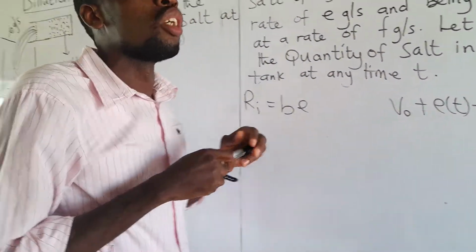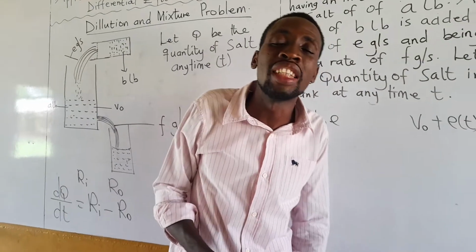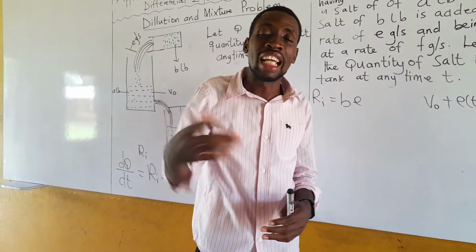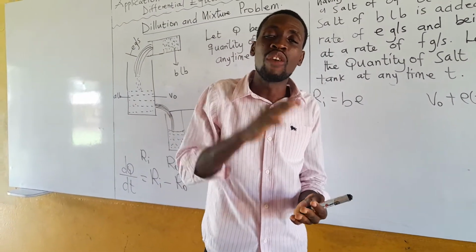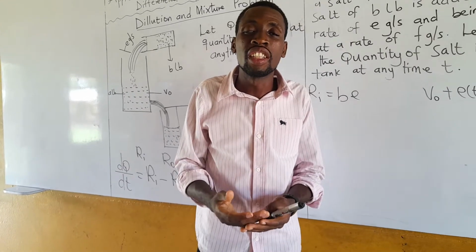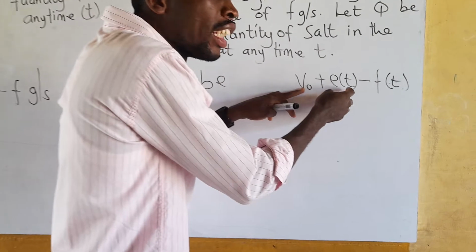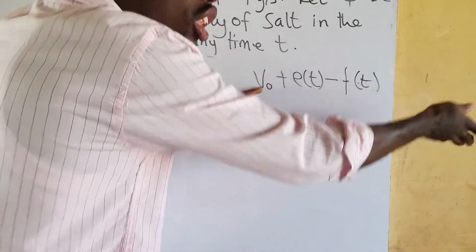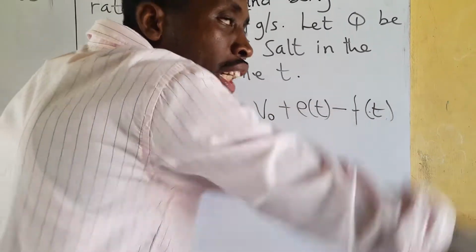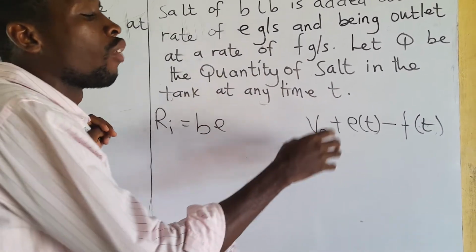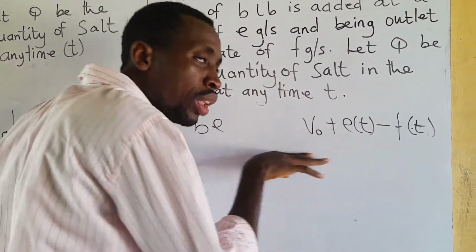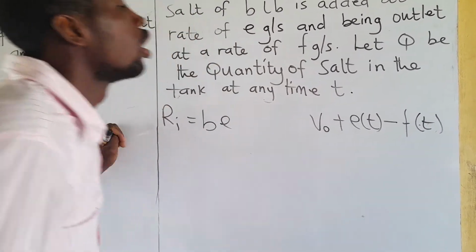So take it that you have 5 cedis in your pocket, you work and get 10 cedis. You add the 10 cedis to the 5 cedis. Then you meet a friend and you give 2 cedis to the friend. So you have 5 cedis, you work and get 10 cedis, you add it, then you give 2 cedis to a friend, you subtract that one. The quantity of volume that you have will be an equation like this.